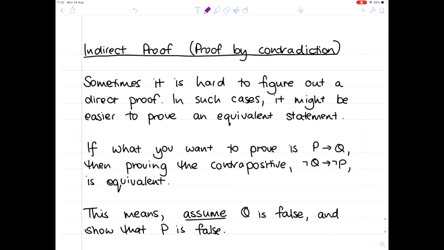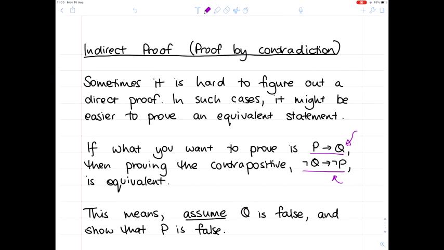So that is a direct proof, but sometimes it can be useful to do what's called a proof by contradiction, otherwise known as an indirect proof. And this really uses the key idea that if you prove the contrapositive, it's equivalent to proving P implies Q. So we saw that the truth tables for P implies Q and not Q implies not P are the same. This means that you can use whichever one you like in order to prove something. So our direct proof uses P implies Q, but an indirect proof uses instead that not Q implies not P.